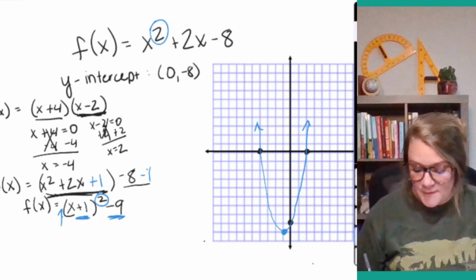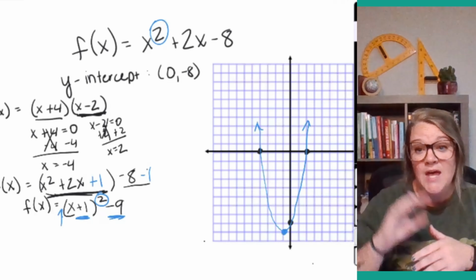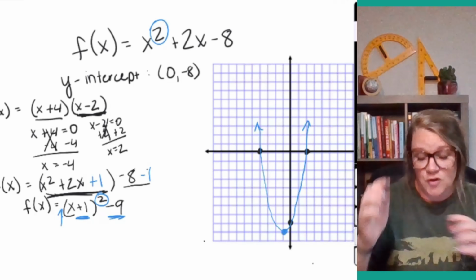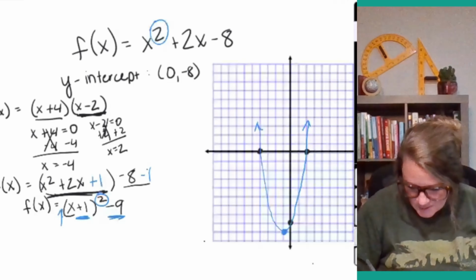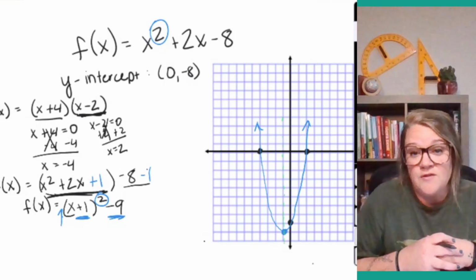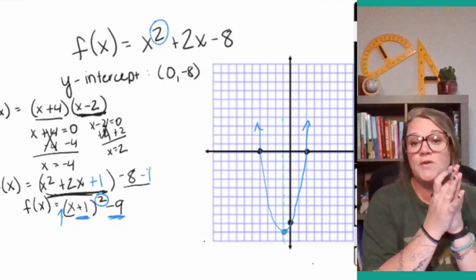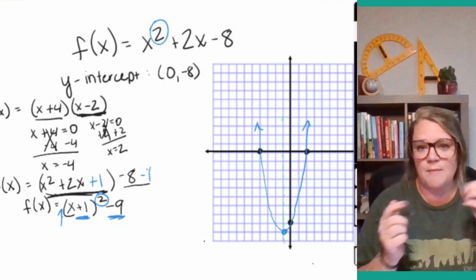So let's talk about that axis of symmetry. The axis of symmetry goes right through the vertex, and it's going to be a vertical line. So I'm going to draw a vertical dotted line through that point, the vertex. If I fold this, like if this was a piece of paper, and I fold it on that line, it's going to match up perfectly on both sides.